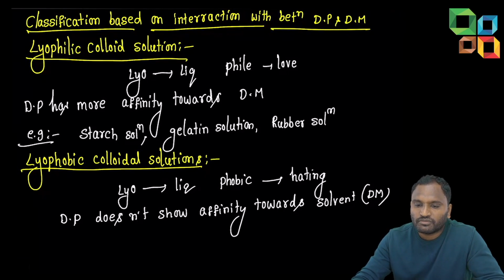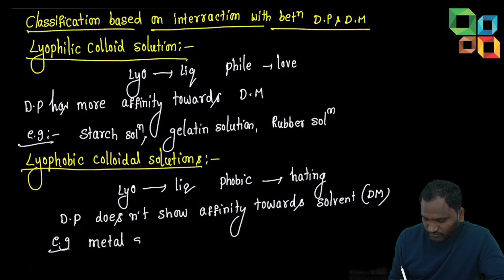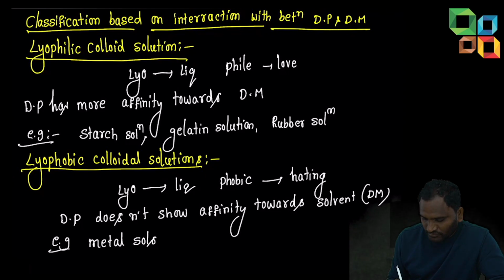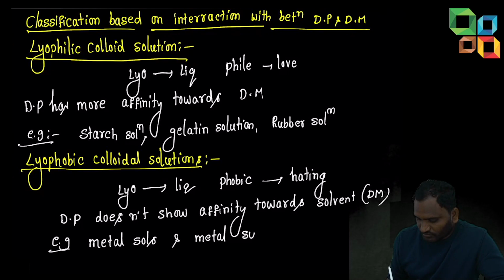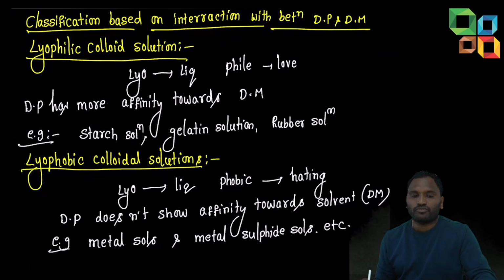The best example for lyophobic colloidal solution is metal salts. All metal salts, and metal sulfide salts, are examples of lyophobic colloidal solutions.